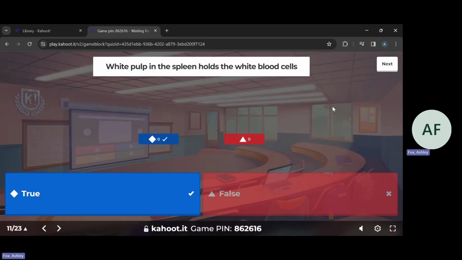This is true. Remember, white pulp is where white blood cells are. So that's the lymphatic part of the spleen. Red pulp is where red blood cells are, and they're taken care of when they need to be destroyed because they're old, or stored if needed. So white pulp, white blood cells; red pulp, red blood cells.